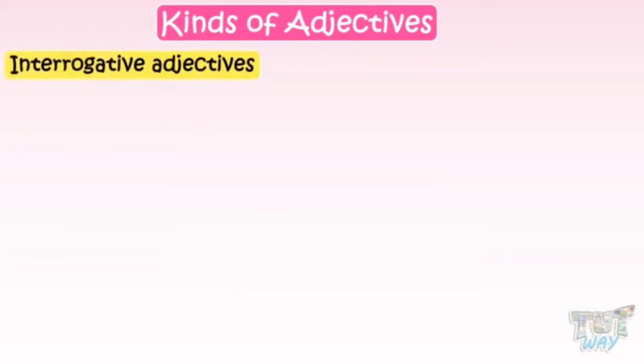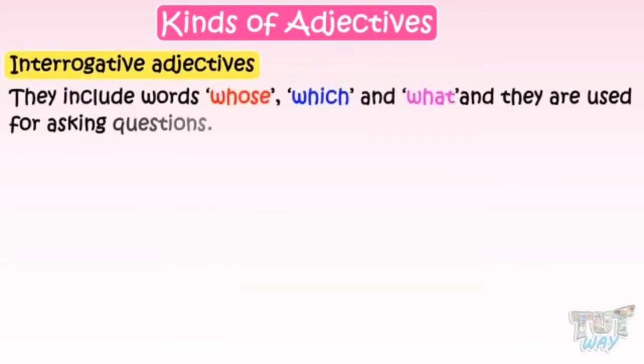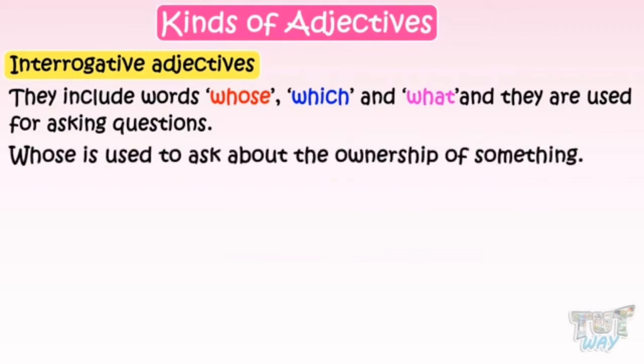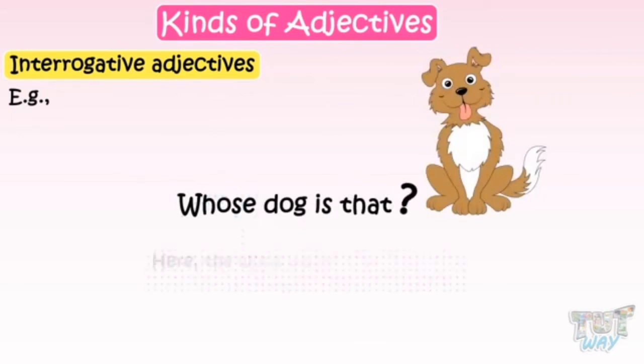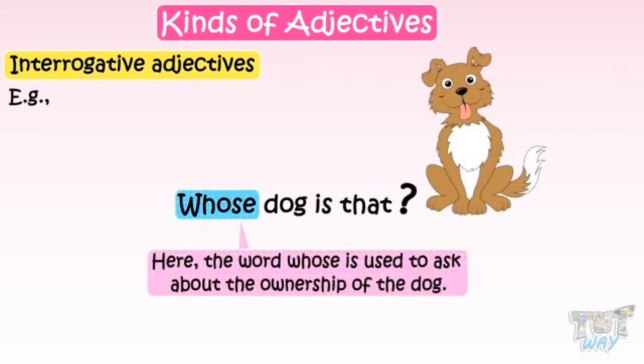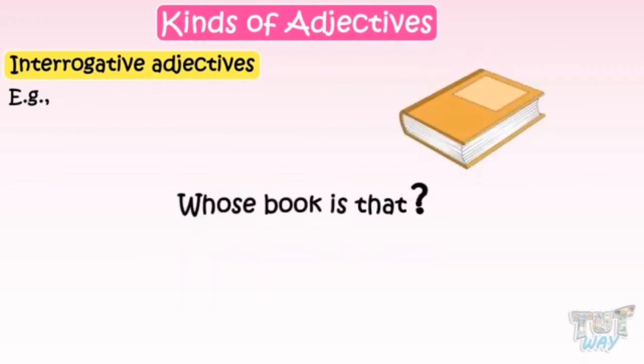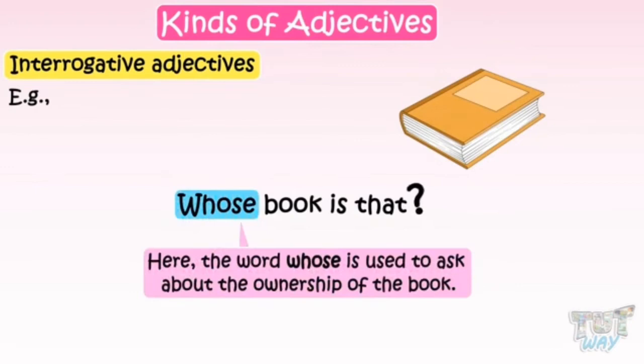Now we come to interrogative adjectives. They include all of those words like whose, which, and what. And of course, we use them for asking questions. That's why we call them interrogative. Whose is used to ask about the ownership of something. Okay? For example, whose dog is that? Here the word whose is used to ask about the ownership of the dog. Who owns the dog? In other words, whose book is that? Of course, whose here is used to ask about the ownership of the book as well. Okay?